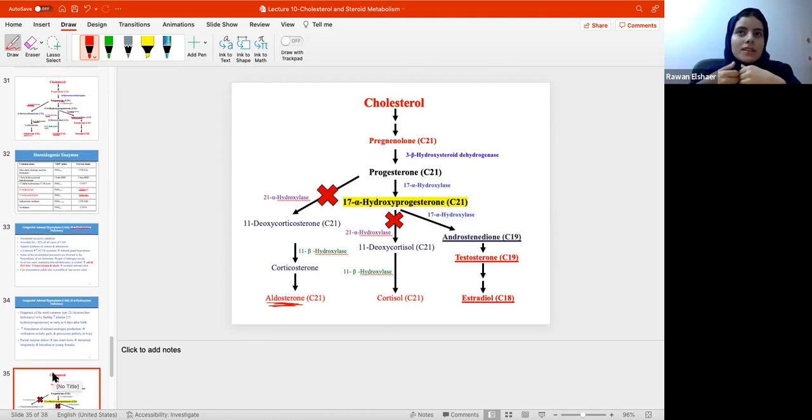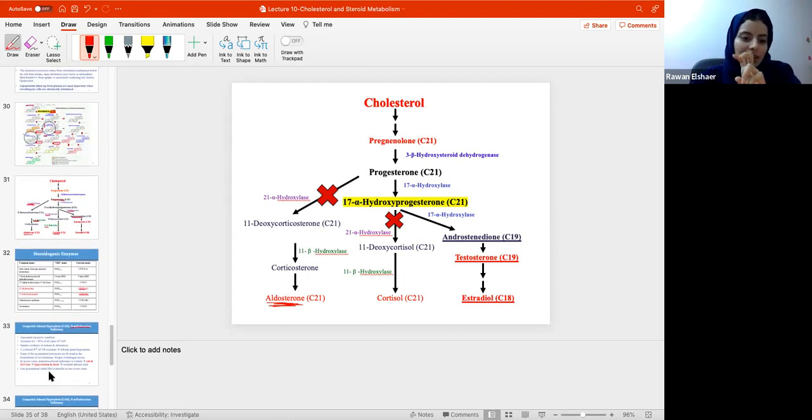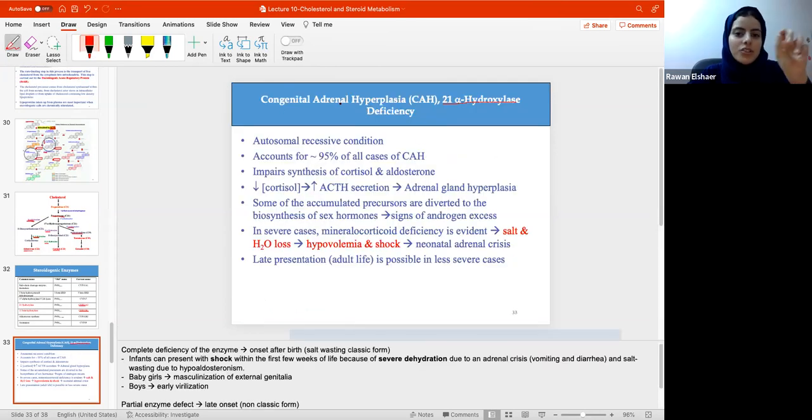Other than that, it's called salt wasting. Why? Because he's going to lose all his sodium in the urine. Okay, that's why they call this form the classic form. Classic congenital adrenal hyperplasia is the salt wasting form, because they have no 21 alpha hydroxylase at all. So they have no way of reabsorbing the salt and the water. So they just lose all the salt in the urine, and they end up with hypovolemia and shock.